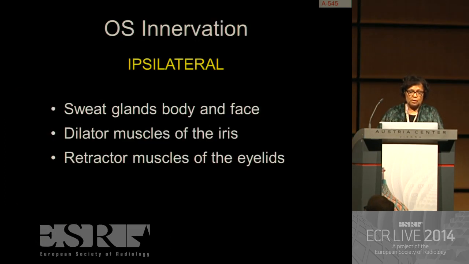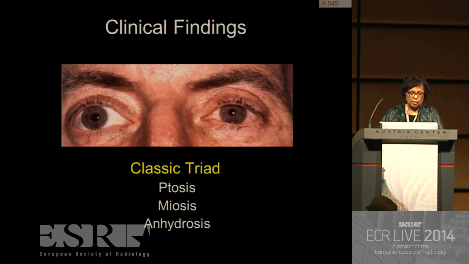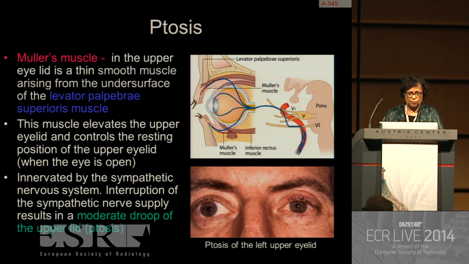The ocular sympathetic innervation is ipsilateral to the sweat glands of the body and face, to the dilator muscles of the iris, and the retractor muscles of the eyelid, so thus to the upper and lower Müller muscles. And when we think in terms of the clinical findings that we see in patients with Horner syndrome, most of us are familiar with the classic triad of ptosis, miosis, and anhidrosis. But it's probably worthwhile to spend a little bit of time looking at the etiology of these findings.